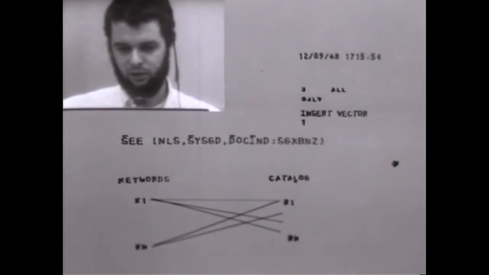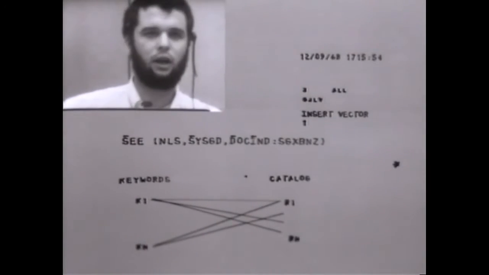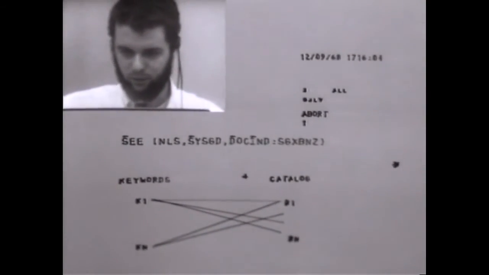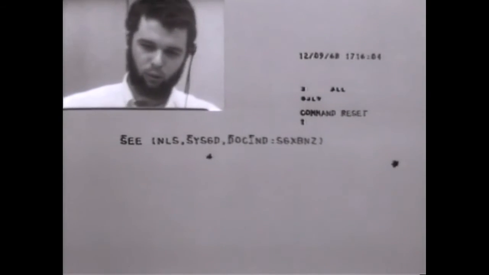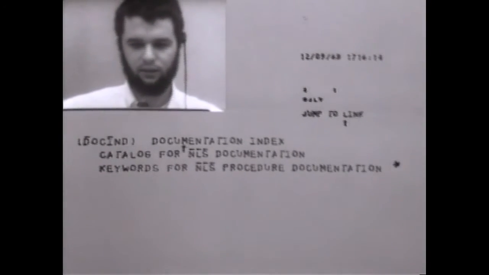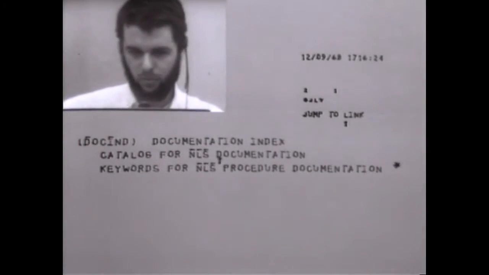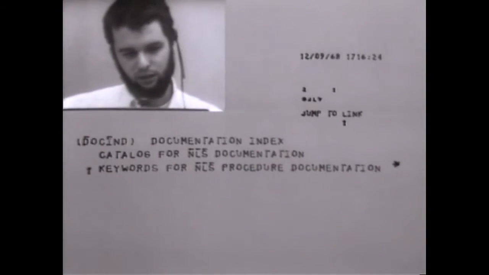And then with that list of items from the catalog, I'll be able to use the other forms of retrieval and jump off and look at the items and then continue the exploration. Okay, let's actually go ahead and do that. I'll go back to the systems guide file. We mentioned earlier that there is a large part of that that's concerned with finding things. This is our documentation index for the NLS system. It's broken into the two parts, the catalog and the list of keywords.